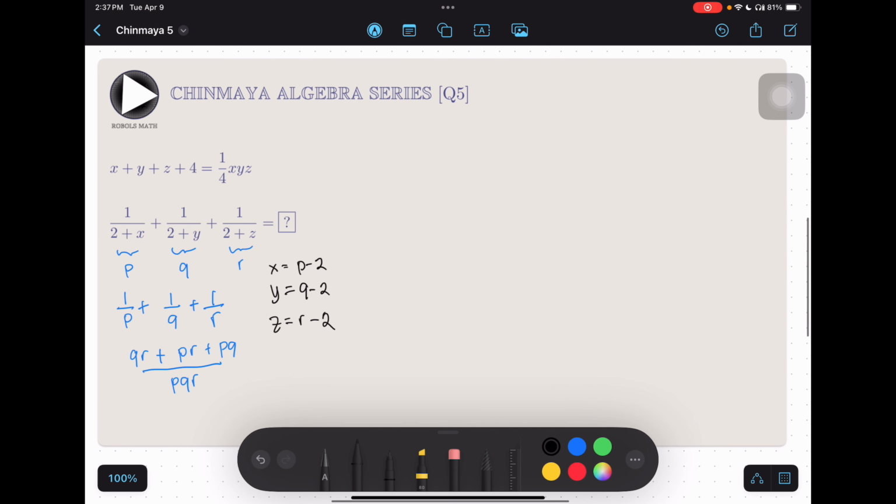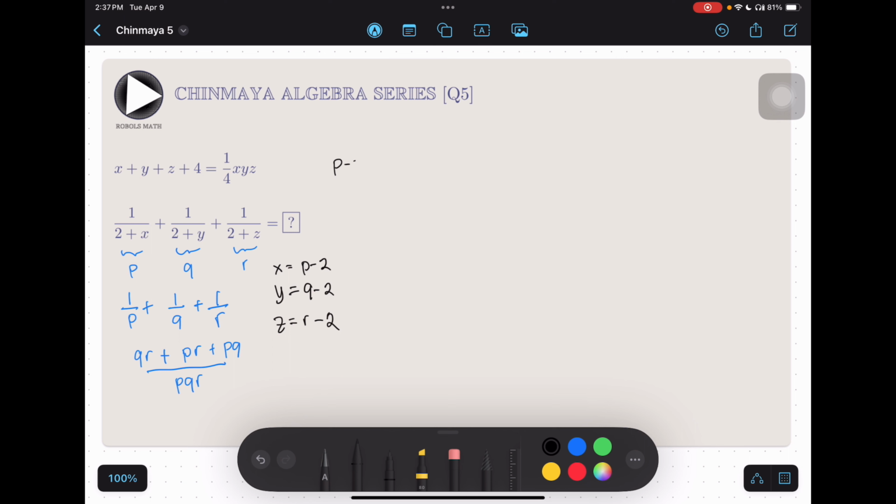Using this substitution, our given equation would be p minus 2 plus q minus 2 plus r minus 2 plus 4 is equal to 1/4 of the product of p minus 2, q minus 2, and r minus 2. Now the left side easily simplifies to p plus q plus r. We have negative 2, negative 2, negative 2, and 4 on the left side, which becomes negative 2. And the right side, we have to expand to simplify the product.